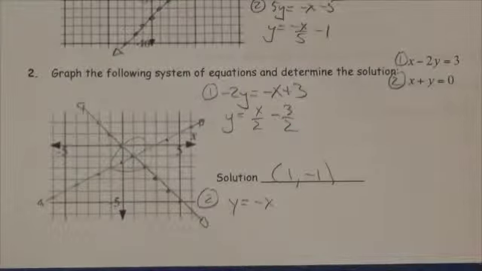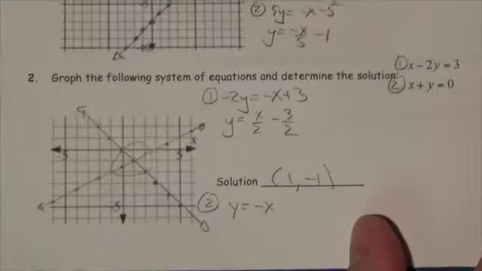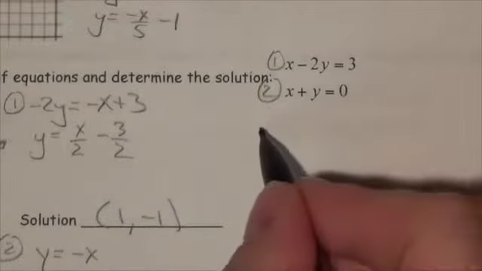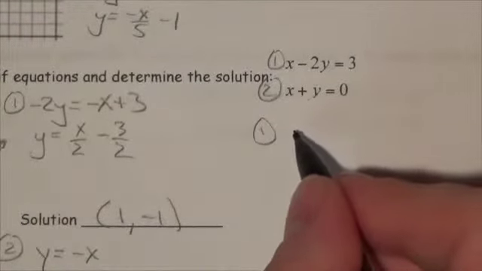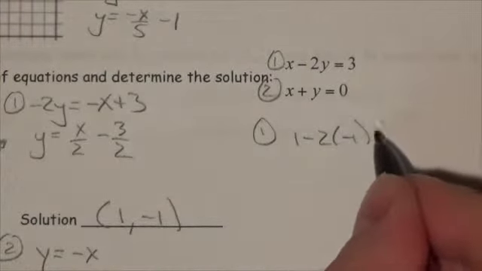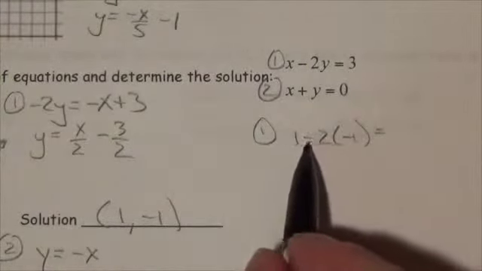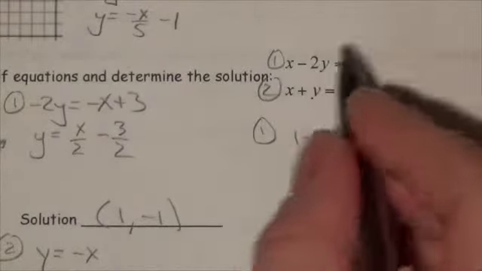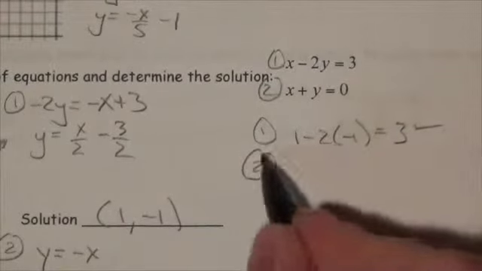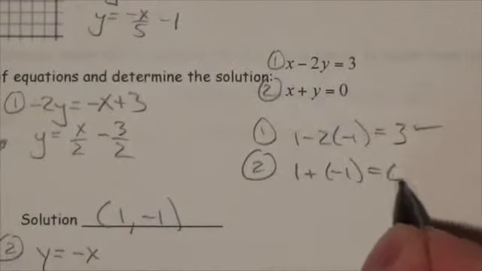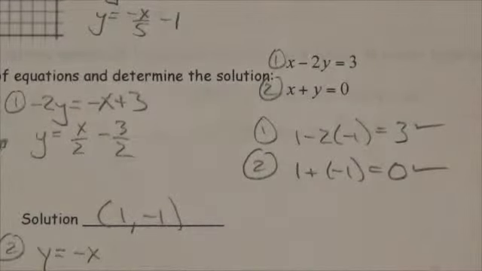Now, let's check and see. Here, let's zoom in just a little bit. Let's see if that works. So let's take a look at equation 1. If I plug 1 in, minus 2 times negative 1, well, negative 2 times negative 1 is positive 2. Well, there we go, 3. And there it is, there's the first equation. That one works. Equation 2, 1 plus negative 1, and that equals 0. Good. That is the correct solution. It satisfies both equations simultaneously.